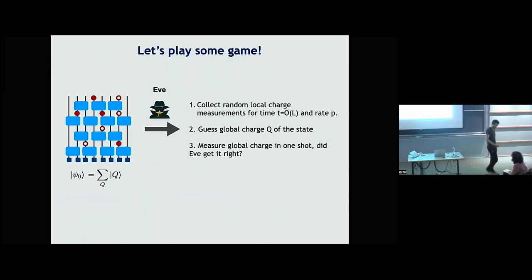Okay. All right, so the simplest way I can motivate this is by the following game. Okay. So let's imagine, again, you have a system with a U1 conserved quantity. So say particle number or spins, and you conserve the Z components. And let's imagine your initial state is in a superposition of different charge sectors. So here, the ket Q is a scrambled state in charge sector Q.